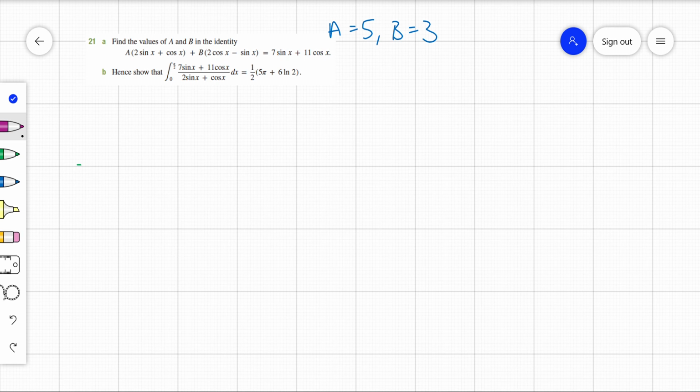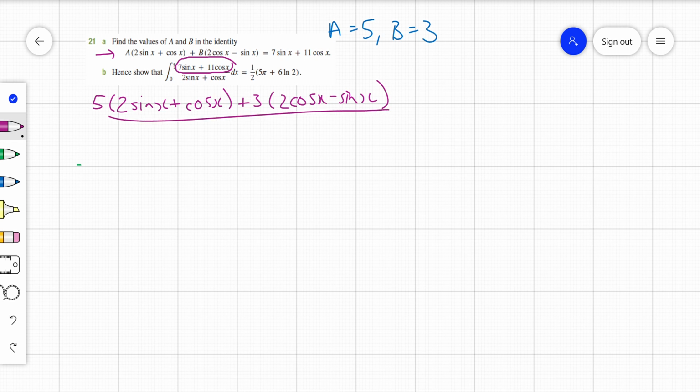Alright, so how can we use that? Well, let's have a little look here. If I put that a and that b in this side over here, I am going to have 5 times (2 sine x plus cos x), plus 3 times (2 cos x minus sine x). We're going to replace the top of that with this one. Now if you think about it, I'm dividing by 2 sine x plus cos x. So if I just separate that into two fractions, the first one will just be 5.